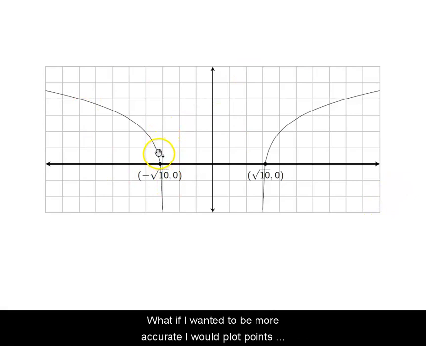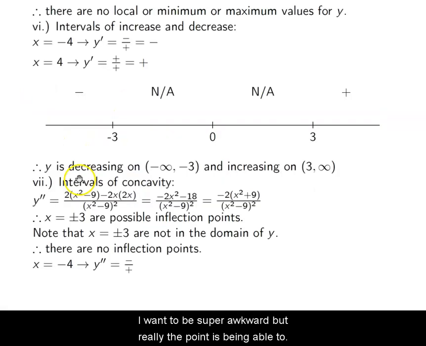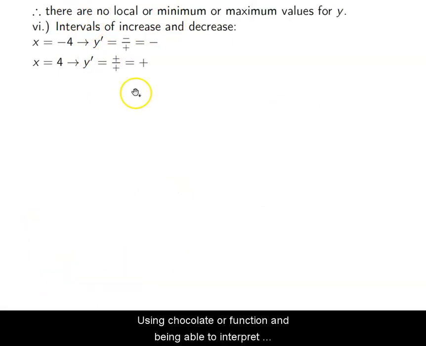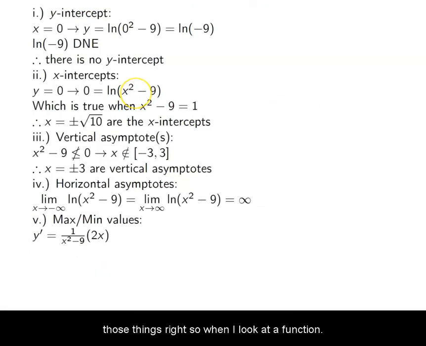But if I wanted to be more accurate, I would plot points along the way, right? I'd actually plug in, like, oh, what happens at -6? Let me plug that into my function and see what I get out, if I want to be super accurate. But really, the point is being able to look at what it is that we're doing using calculus to our function and being able to interpret those things, right?